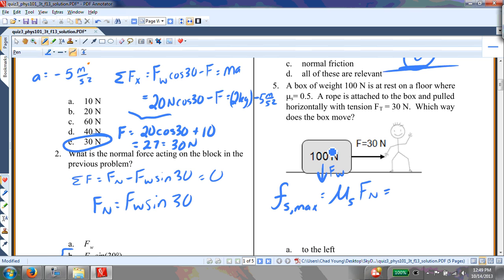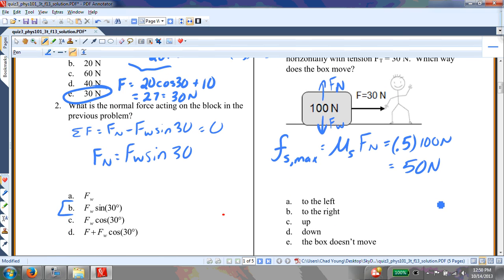And in this case, my normal force is the same as the weight. The force weight is down. The normal force is equal but opposite to it. So that's 0.5 times 100 newtons, which is 50 newtons. So in order to make this move, I have to exert a force of 50 newtons or more. I'm only exerting 30 newtons, so it is not moving at all.